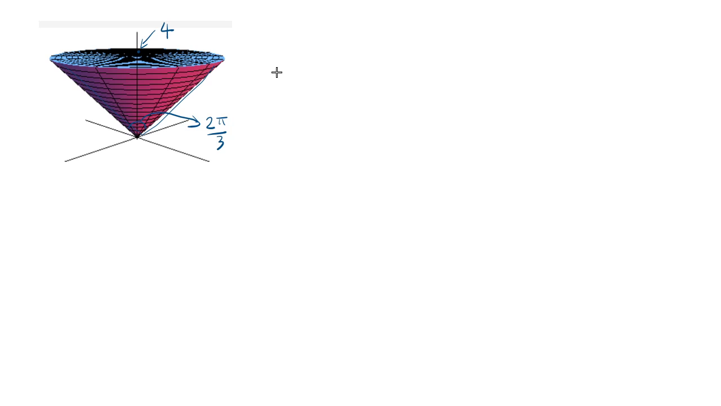Here we are given a cone which is cut by a height 4 horizontal plane, and we need to write down the triple integral for the volume of this object in 3 different coordinates: the rectangular, cylindrical, and then the spherical. So how do we handle this?